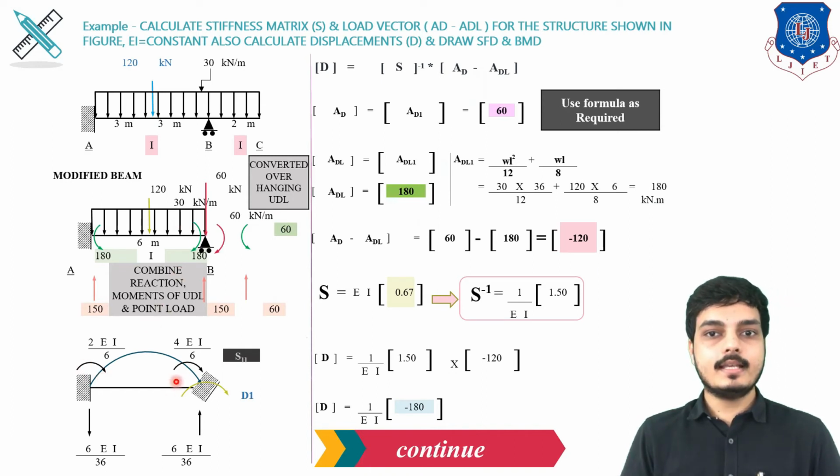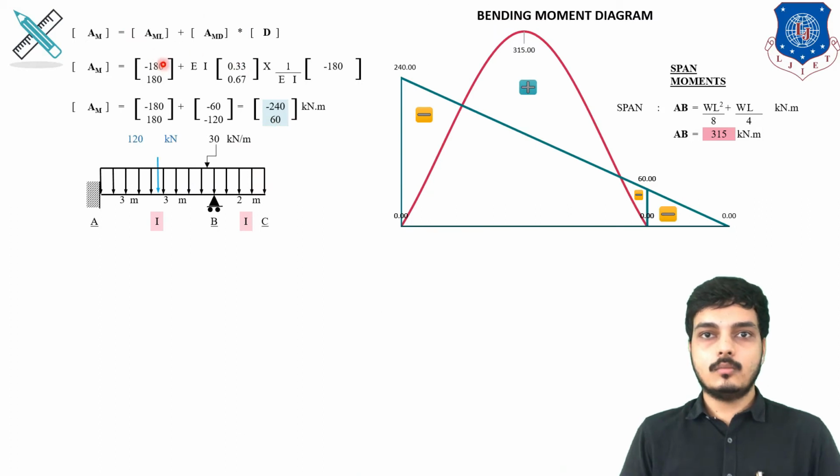Here it is given 2 by 6 and here it is given 4 by 6. So these two values will be used in AMD and these two values will be used in AML. So minus 180 and 180, 2 by 6 is nothing but 0.33 and 4 by 6 is nothing but 0.67. Now we will be multiplying this matrix with this. So we will be getting minus 60 and minus 120, and then solving this with an algebraic sum: minus 180 plus minus 60 is minus 240, and 180 plus minus 120 is 60. So this is my value for AM.